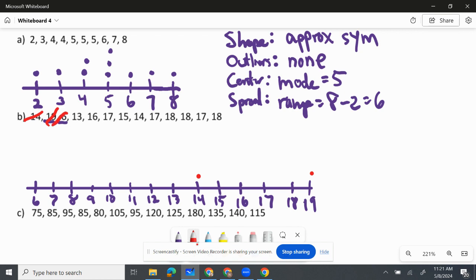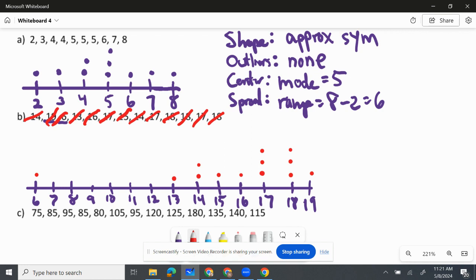We have 6, we have 13, we have 16, we have 17, we have 15, we have 14, we have 17, we have 18, we have 18 again, we have 17, and we have 18 again.